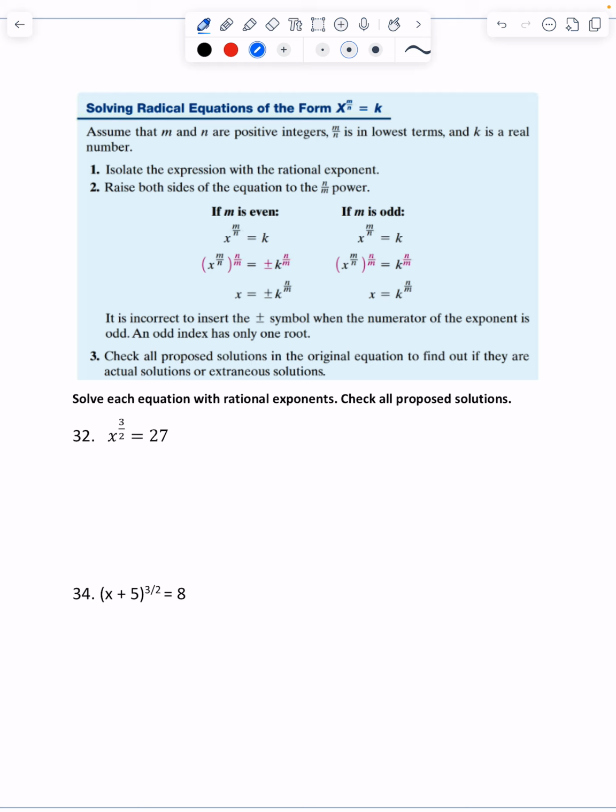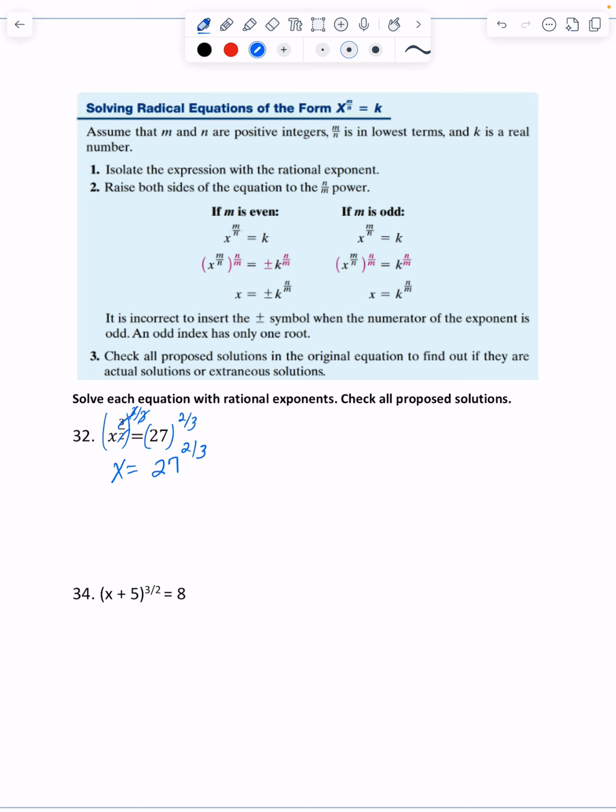I have x raised to the 3 halves. So what I'm going to do is I'm going to raise both sides to the reciprocal exponent. So I'm going to raise both sides of the equation to 2/3. This works because when I multiply 3 halves times 2/3, all that cancels out and I get x to the first. But how do I take 27 to the 2/3 and simplify it?